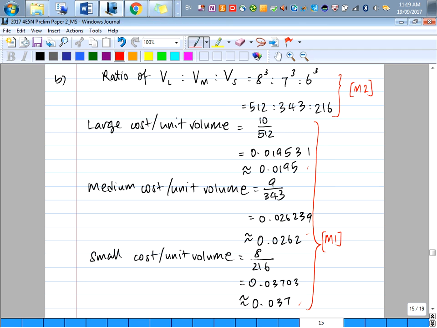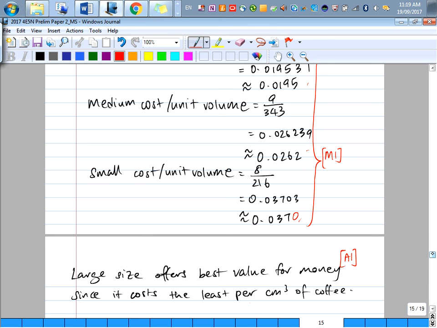Yes? So 3SF is 0.0370, yes. Thank you. So based on this, the large one offers the best value for money, since it costs the least per cubic centimeter, or per unit volume of coffee. Okay? We have 1 more period.